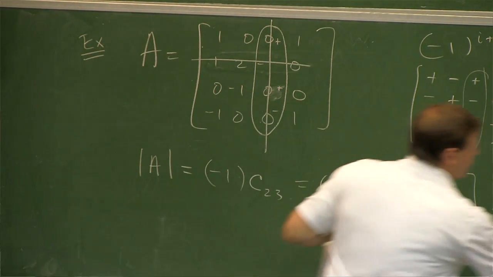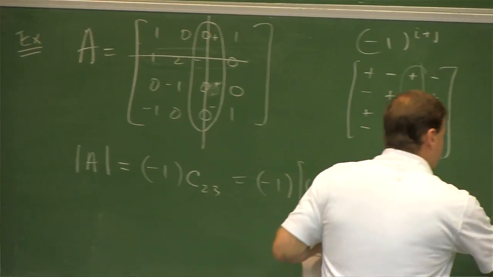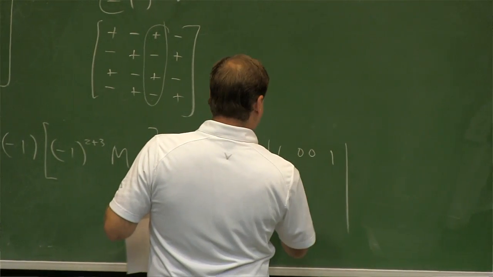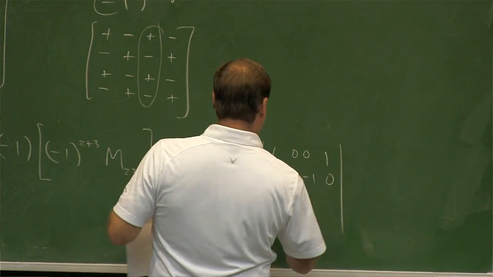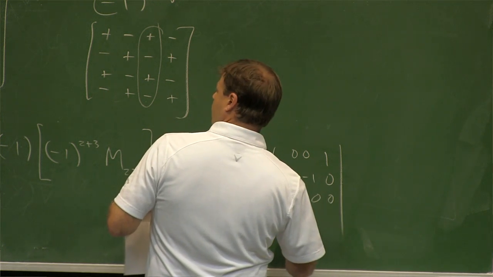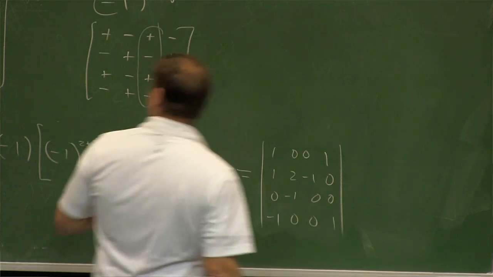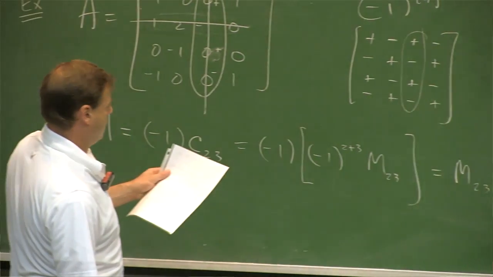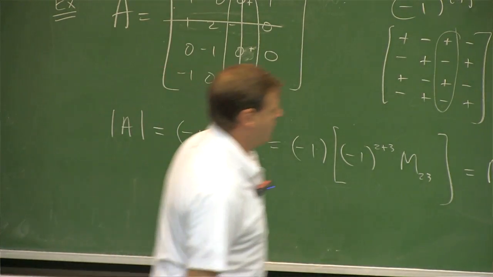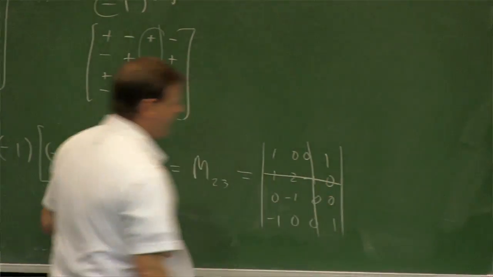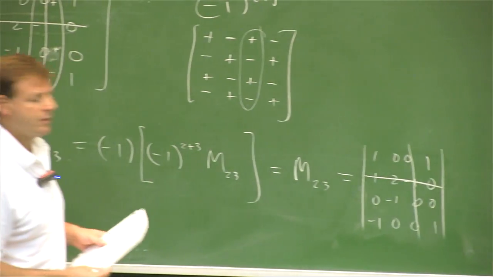Maybe I'll do that for the notes anyway. It's just one extra step. So M23 is the whole matrix 1, 0, 0, 1, 1, 2, negative 1, 0, 0, negative 1, 0, 0, negative 1, 0, 0, 1. It's always dangerous copying these things. You can lose some information. Okay, so M23 is not this. It's the determinant of that matrix where I've removed the second row and the third column.